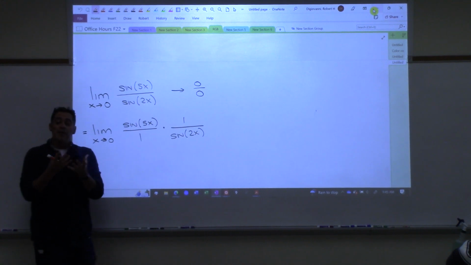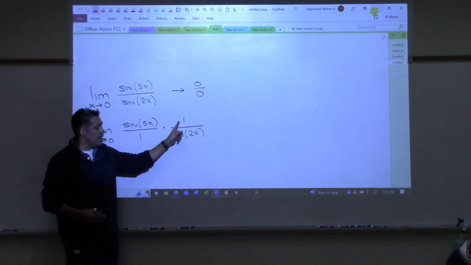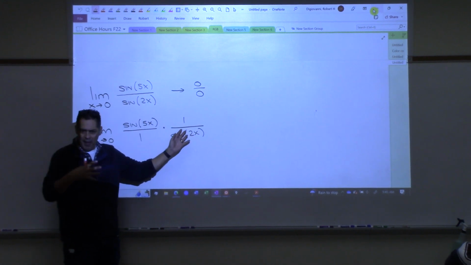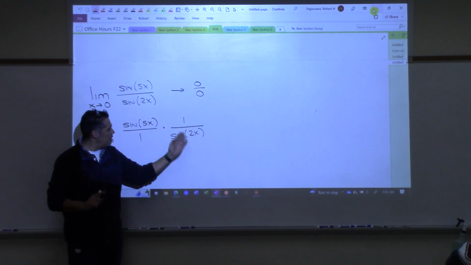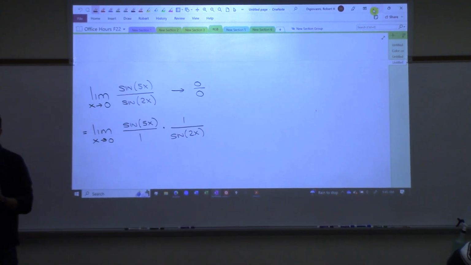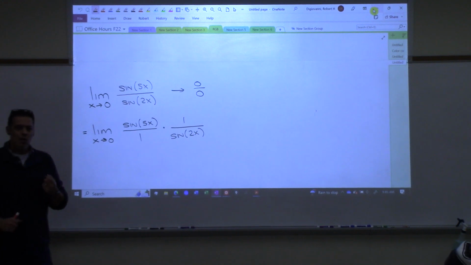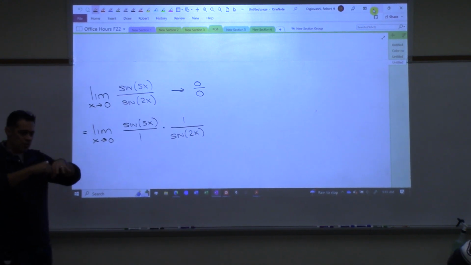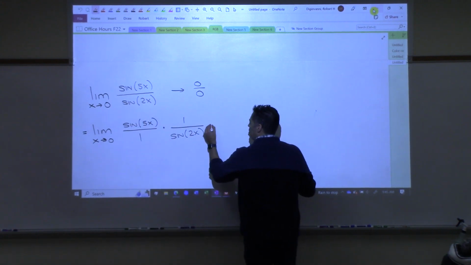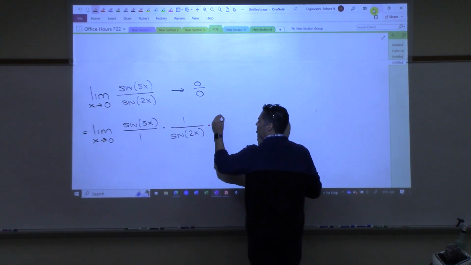So what would I really like to have up here that would make this no longer undefined, but using the junk thing, this would turn into a 1? What would I need on top? A 2x, right? I would need a 2x. So I'm going to introduce a 2x out of nowhere, like pulling a rabbit out of the hat. I'm going to put a 2x on top like that.